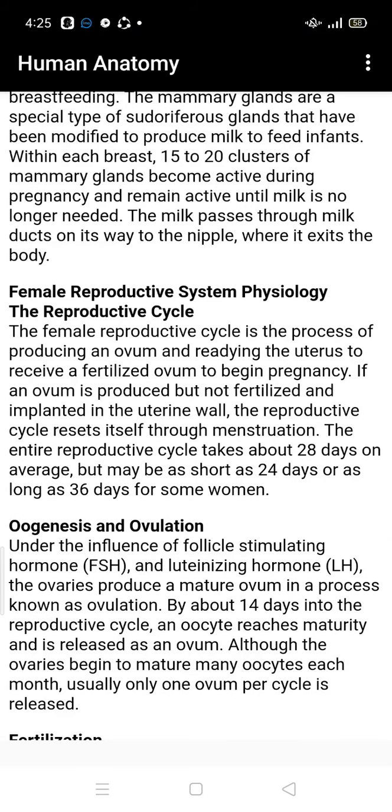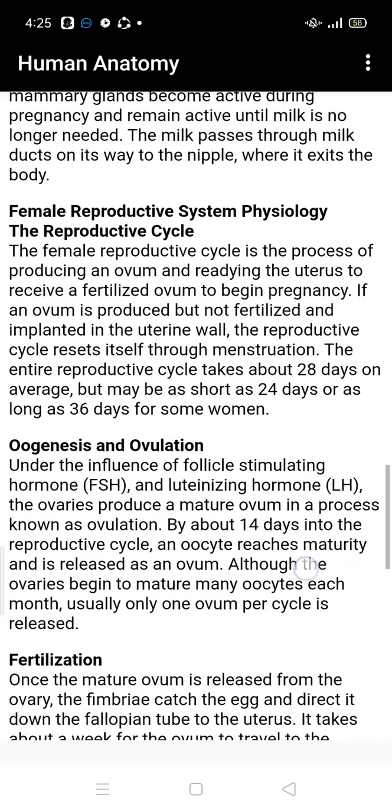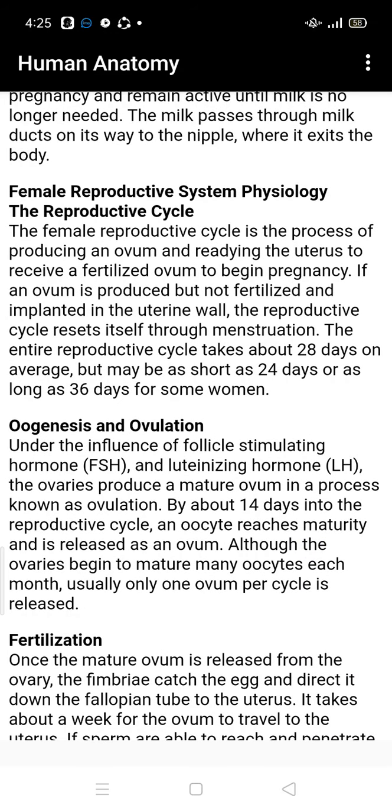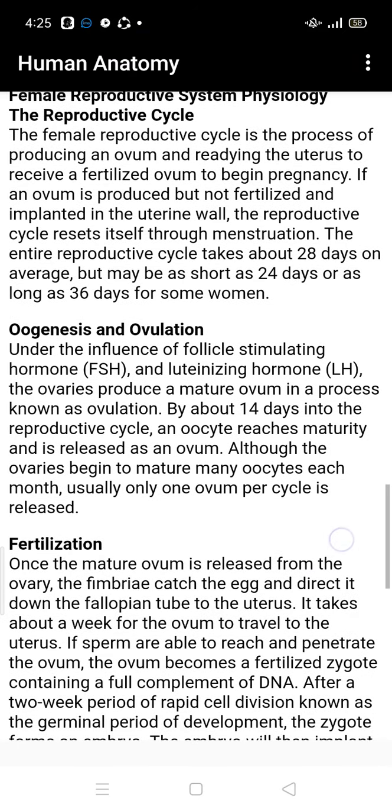So what is the physiology of the female reproductive system? The female reproductive cycle is the process of producing an ovum and readying the uterus to receive a fertilized ovum to begin pregnancy. If an ovum is produced but not fertilized and implanted into the uterine wall, the reproductive cycle resets itself through menstruation. The entire reproductive cycle takes about 28 days on average, but may be as short as 24 days or as long as 36 days for some women.